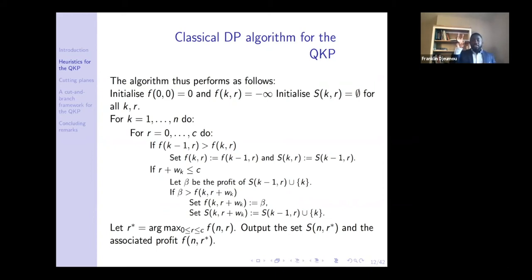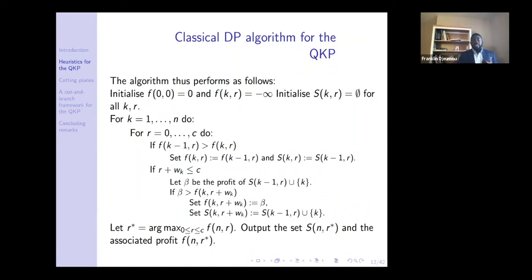But the major drawback here is that the set SKR is being stored for every k and for every r value. And for every k and r value, you need a vector of n entries to store this. Which gives you a memory requirement in the order of n squared times c. What does that mean? It means that if you want to solve instances with about 500 items, your everyday laptop will run out of space, because it's a lot of memory space required for this algorithm as it stands.